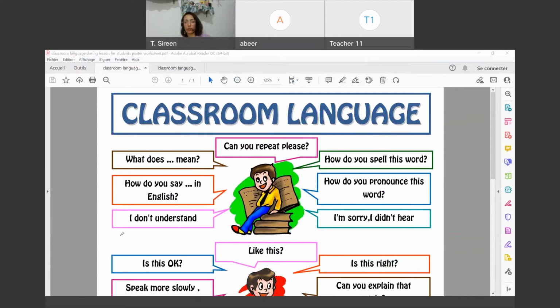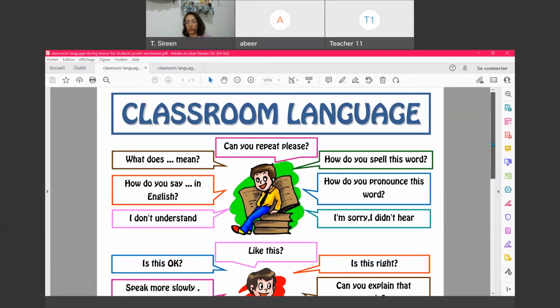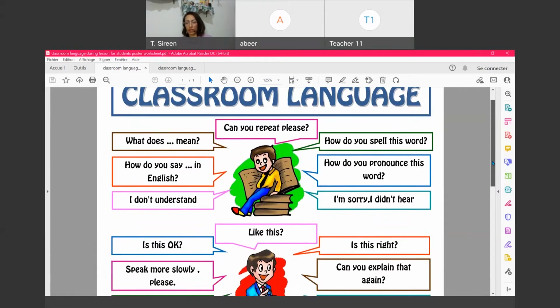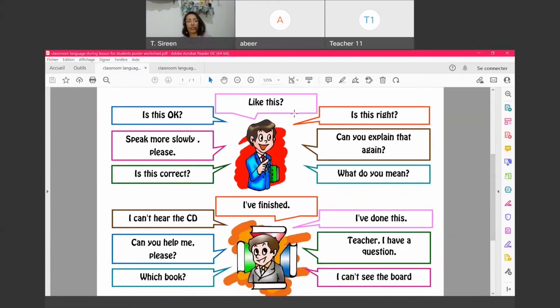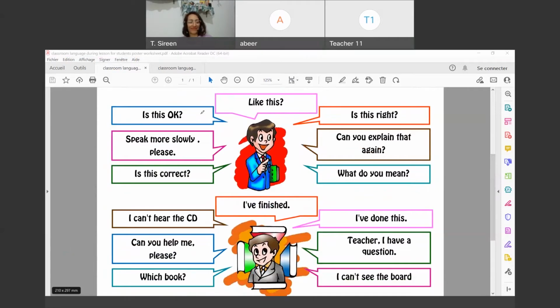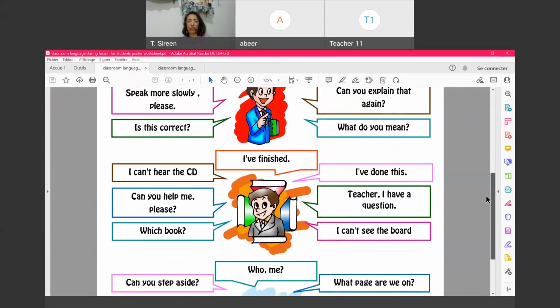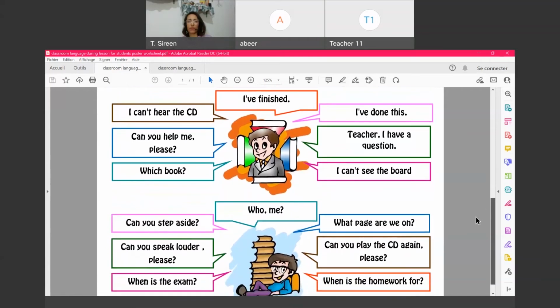Can you repeat, please? What does this mean? How do you say it in English? I don't understand. How do you spell this word? How do you pronounce this word? I'm sorry, I didn't hear. Is this okay? Speak more slowly, please. Is this correct? Is this right? Can you explain that again? What do you mean? I have finished. I can't hear the CD. Can you help me, please?